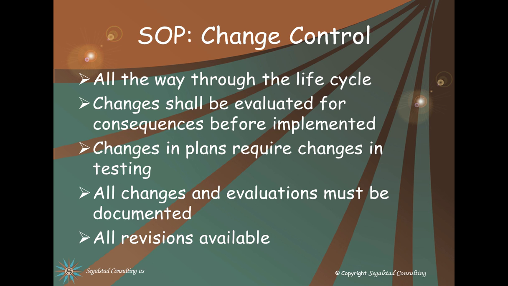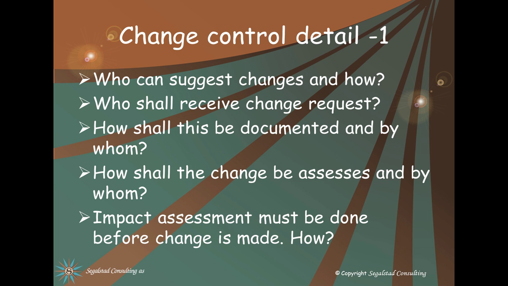Change control. Error handling with CAPA, change control, and revalidation are closely linked. We need to have change control all the way through the life cycle, and changes shall be evaluated for consequences before implemented. Otherwise, we will have some really fun or not so fun things going on. Changes in plans require changes in testing. All changes and evaluations must be documented, and all revisions must be available.